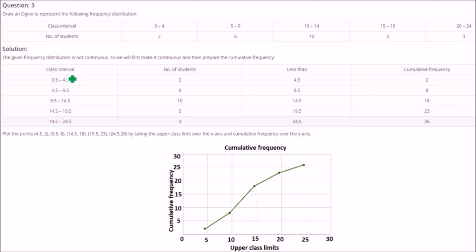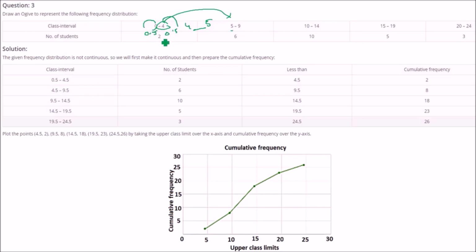Draw an OGIVE to represent the following distribution. Here we have a class interval, but this class interval is not continuous. After 4 it is 5. This is 0 to 4, 5 to 9. So what about the values between 4 and 5? It is not given. To make it continuous, we subtract 0.5 from the lower limit and add 0.5 to the upper limit. So lower limit minus 0.5, upper limit plus 0.5. We do it for all of these.